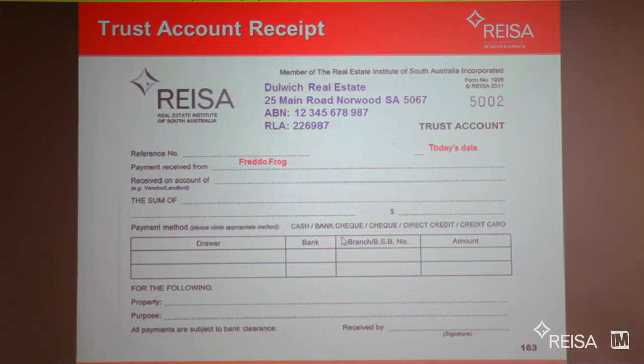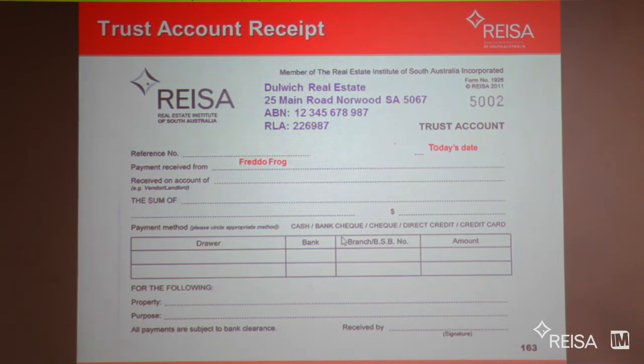The date would be today's date. So that would be whatever date is in your instructions, and payment has been received from Freddo Frog. Freddo Frog is the tenant. And of course, you would normally have a reference number there. It could be the name of the property followed by a number or anything like that.